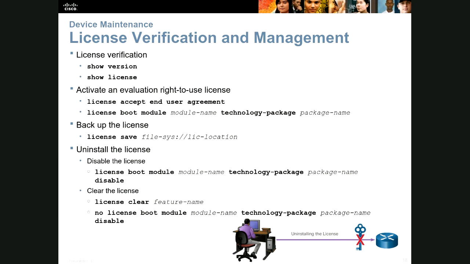Now, let's say you paid for a license on your router, and you're going to get rid of that router, and you're going to get a new router. Well, I can save that license file to another device, like a server on the network. I can uninstall the license from the device and clear it out, and then when I get my new device in, I can get that same license I paid for and put it on the new device.